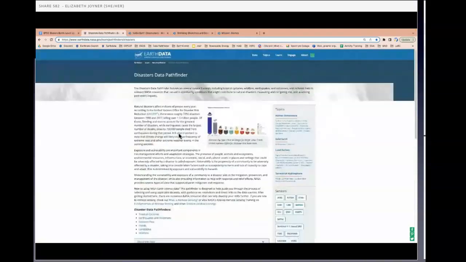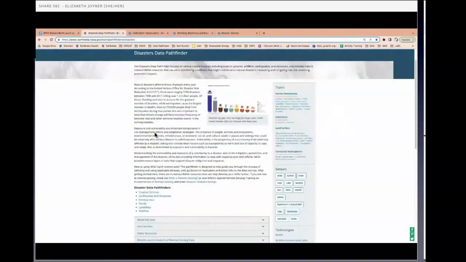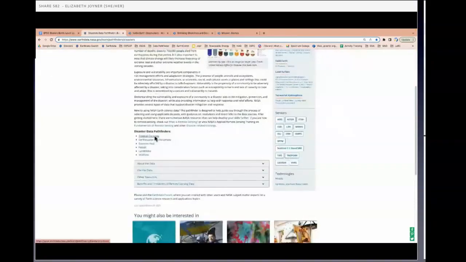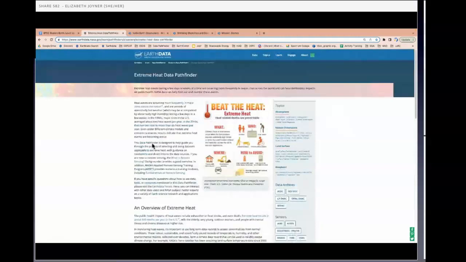So the disasters Data Pathfinder is actually broken up into different data pathfinders. We've got one for tropical cyclones, one for earthquakes and volcanoes, et cetera. So Dr. Paget, I'm thinking about you. I'm going to go ahead and select extreme heat, right? Because urban heat islands are near and dear to my heart.